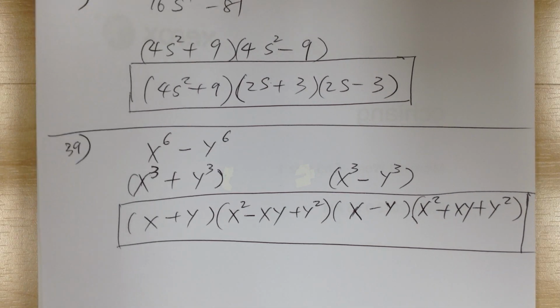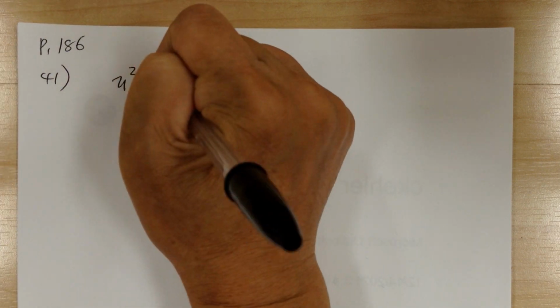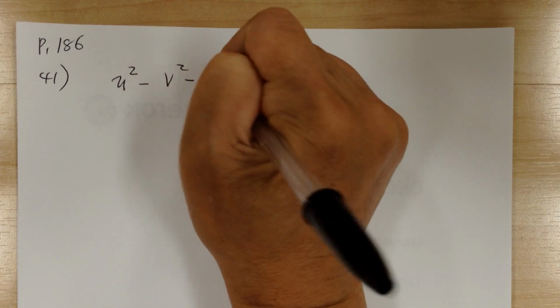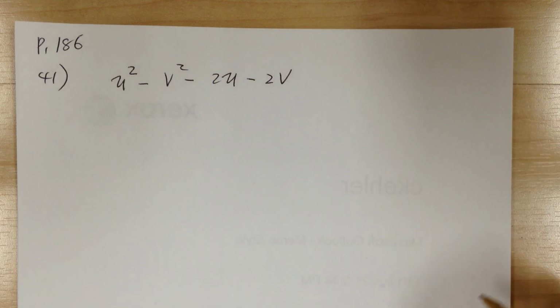Okay, let's go to the next one. Again, every problem you just go through the checklist and you will be fine. Number 41, you've got u squared minus v squared minus 2u minus 2v.